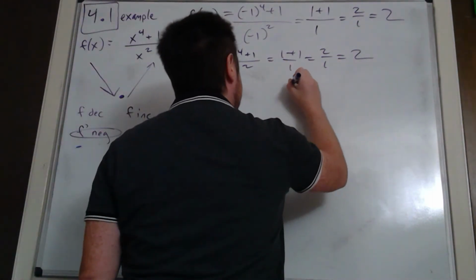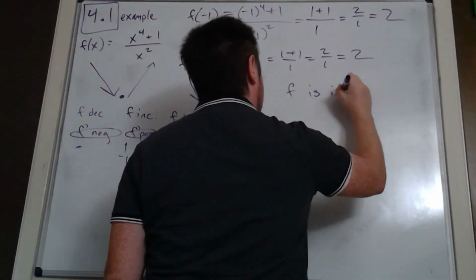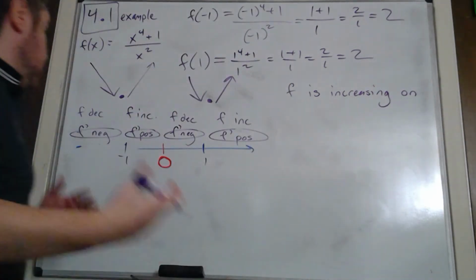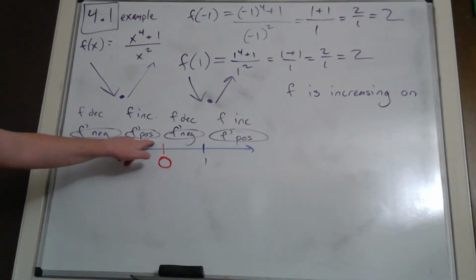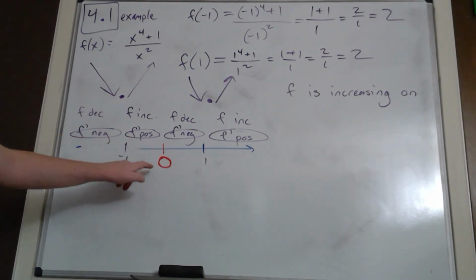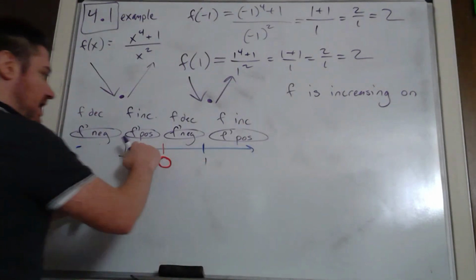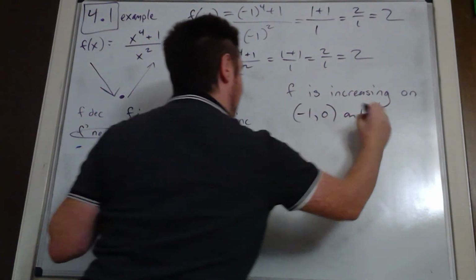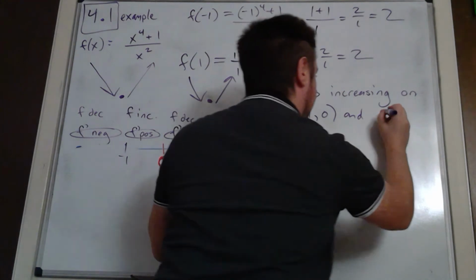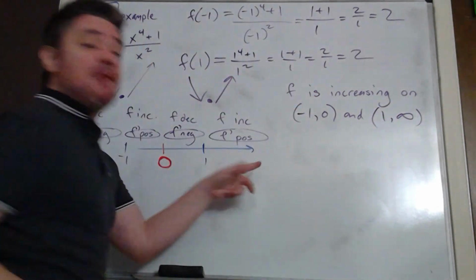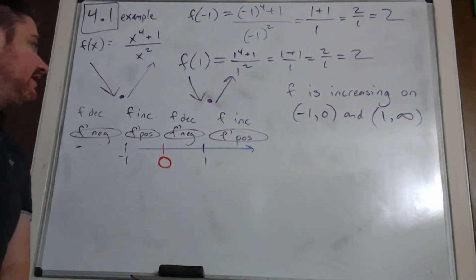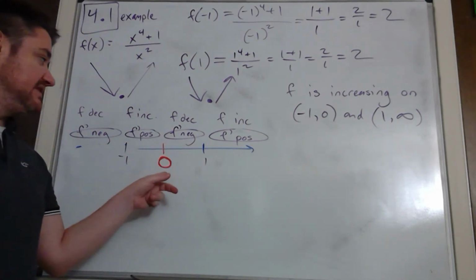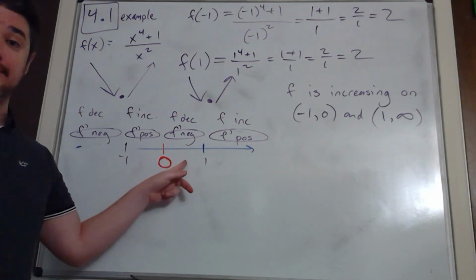So let me write this. F is increasing on 2 different intervals, right? Wherever the derivative is positive. So f prime is positive there, from -1 to 0, and also from 1 out to infinity. Right, so I might want to say that, and how would I know that if I didn't use 0 as a critical number? So I would know that I've got 2 different intervals here.